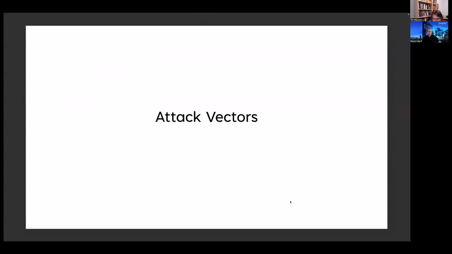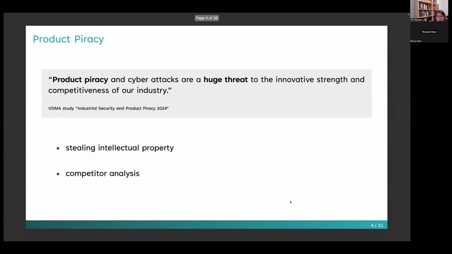If we take a look at the attack vectors of piracy, we'll see something like product piracy, where we have this case study from VDMA. It's a study basically from Industrial Security and Product Piracy 2024, which basically tells us that product piracy and cyber attacks are a huge threat to the industry.